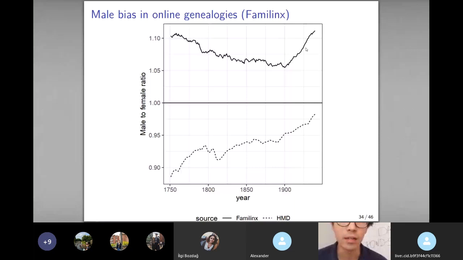A value of one means that there are the same number of men as women. And we see that it's kind of the opposite of what we would expect. Whereas normally the male to female ratio is less than one in the real population, we see it being higher than one in the Familinx population. So we are overestimating men historically.